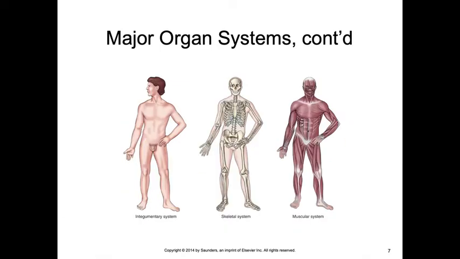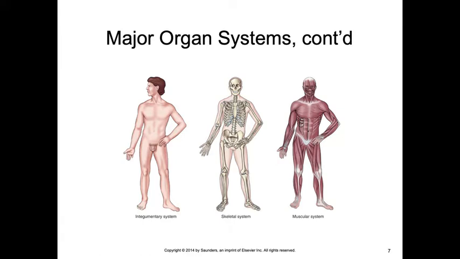The muscular system, which is this last system on the right, is made up of three different kinds of muscle tissue. The kind that you can see in this drawing is called skeletal muscle tissue, and we control it consciously in order to perform movement. So our brain tells it what to do with our awareness.